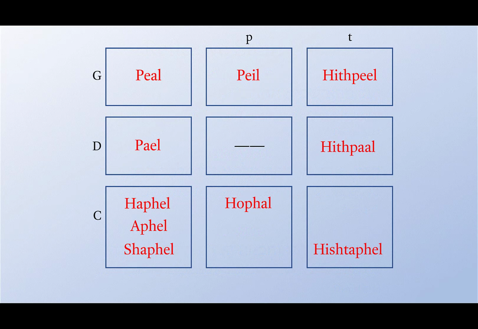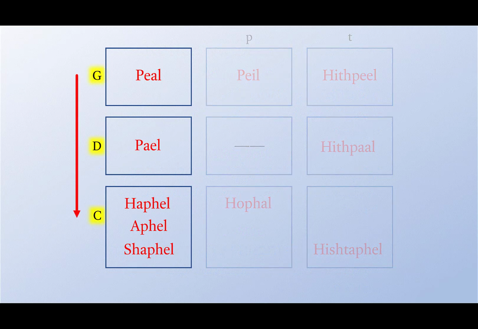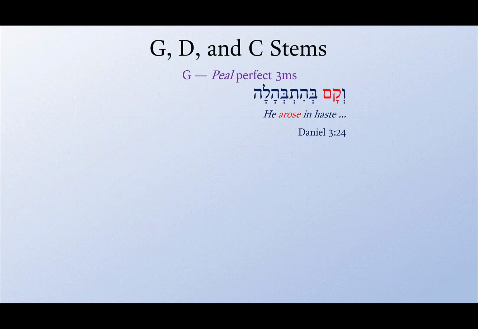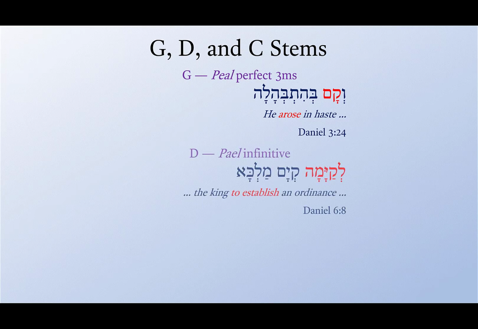All right, so we return to the grid. Now I'd like to talk about the differences in ideas that we see between G, D, and C as we move down these columns. All right, so the G, D, and C stems. We've said before that the G stem is the basic idea. So here is Kof, Vav, Mem. He arose in haste. This is the all-perfect third masculine singular.